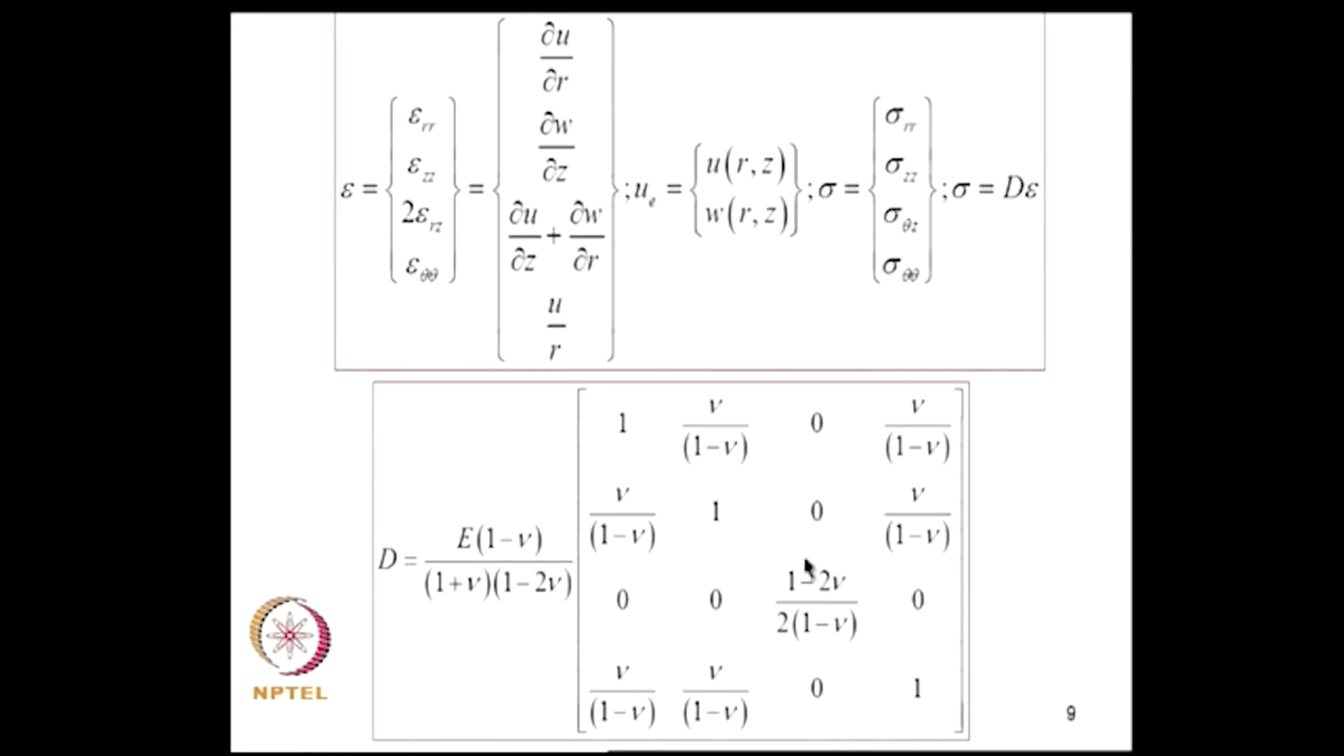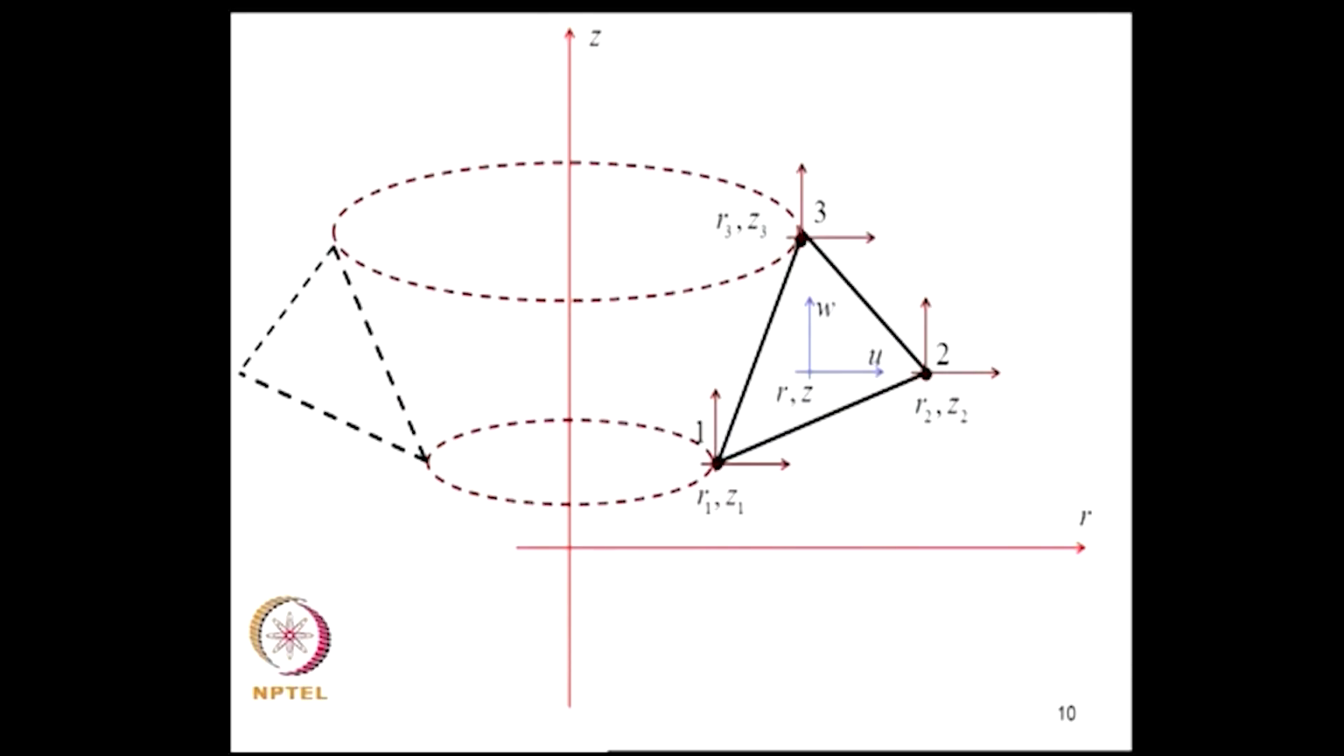Now, D is the matrix that relates stress and strain. This is for an isotropic linearly elastic material. This is the D matrix. E is Young's modulus, nu is Poisson's ratio. Now, we want to develop a finite element model for this.